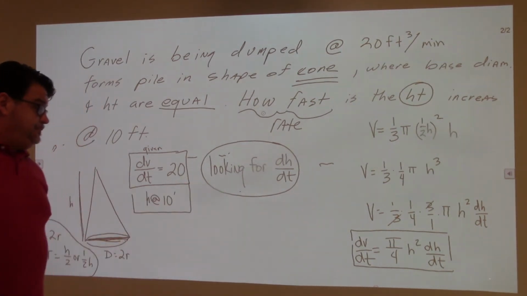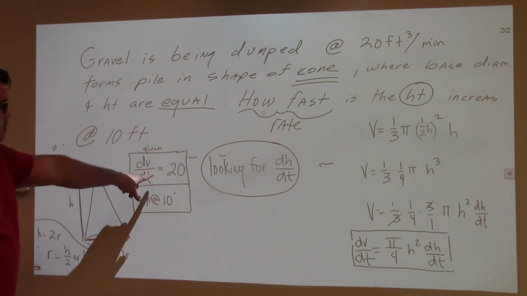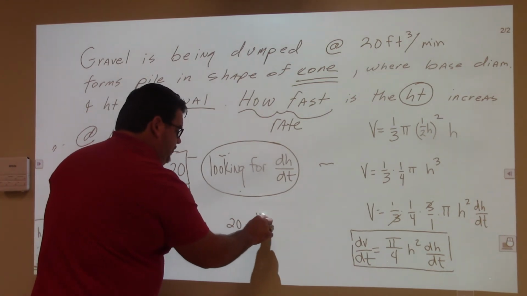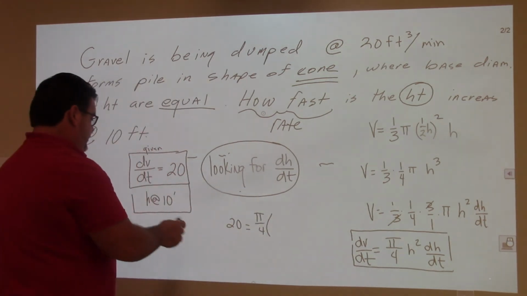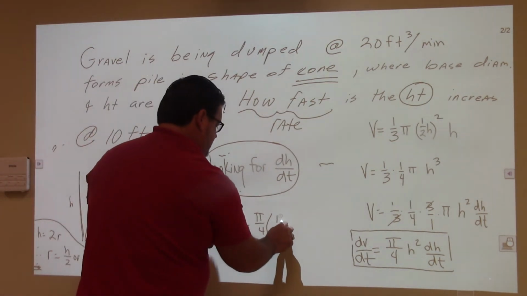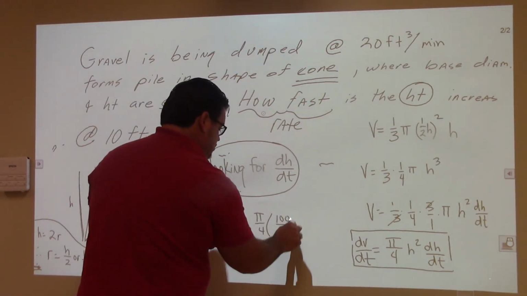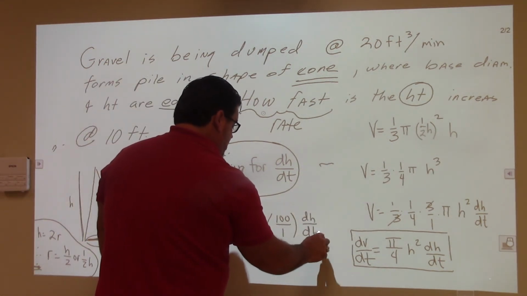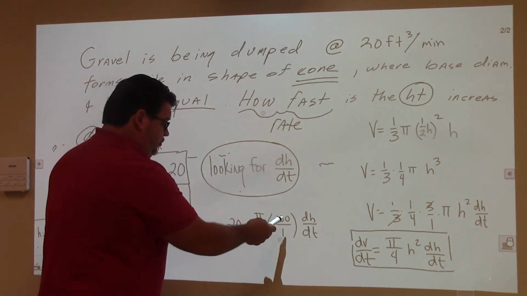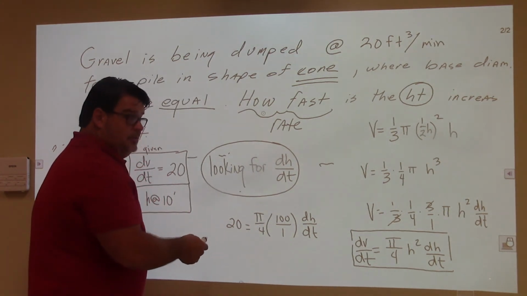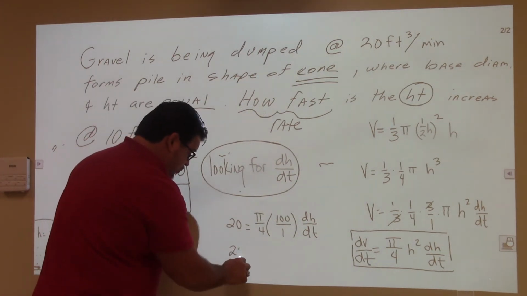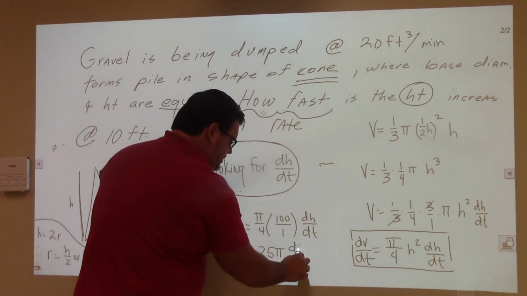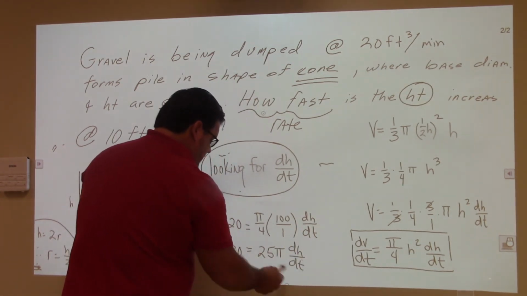All right. What's dV/dt? 20 is equal to pi over 4 times 10 squared, which is what? 100 dH/dt. Okay, y'all might need to get y'all's calculator out because 100 over 4 is 25. So 20 is equal to 25 what? Pi dH/dt. Divide by 25 pi.